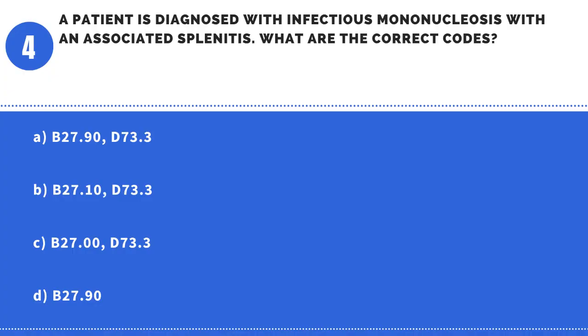Question 4. A patient is diagnosed with infectious mononucleosis with an associated splenitis. What are the correct codes?